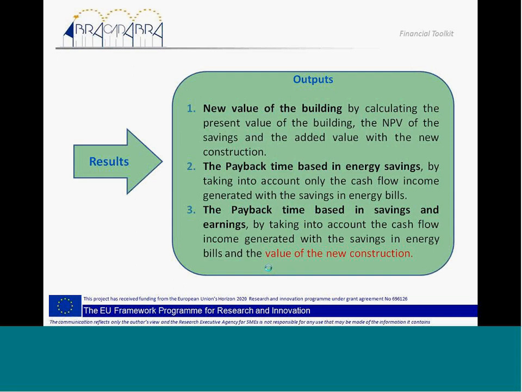Overall, the outputs of the toolkit are the new value of the building, the variation of the present value of the building, the present value of the savings, and the value with the new construction. The payback period based only on energy savings takes into account only the cash flow income generated with the savings in energy bills, and the payback based on savings and earnings takes into account the cash flow income generated with the savings in energy bills and the value of the new construction.